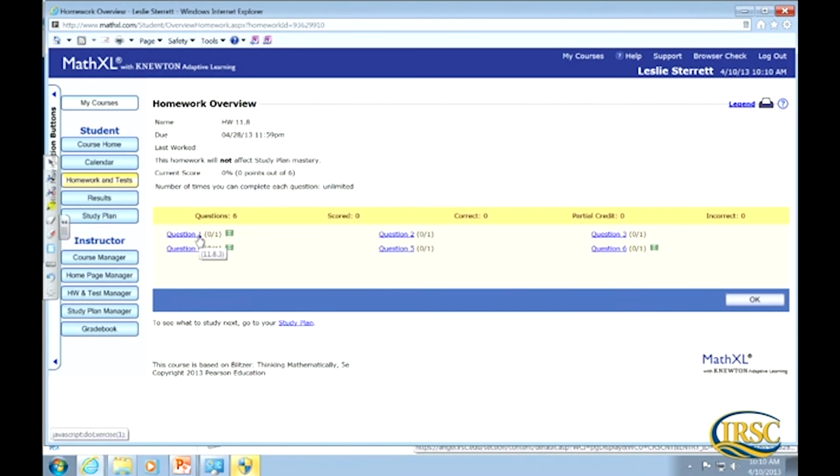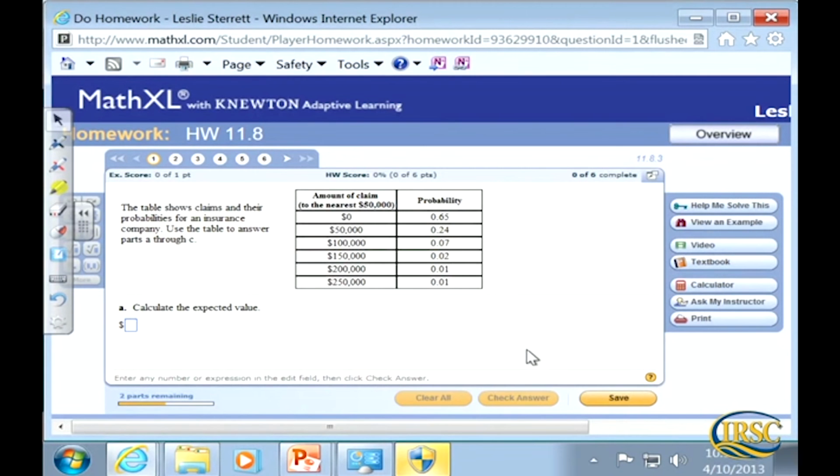Okay, short assignment for 11-8. All right, so here's another more practical way to use expected value. The table shows claims and their probabilities for an insurance company. Use the table to answer parts A through C. So it has already created a table for you.